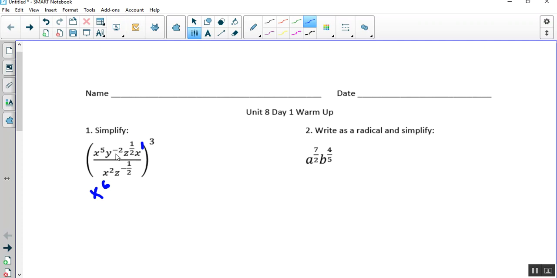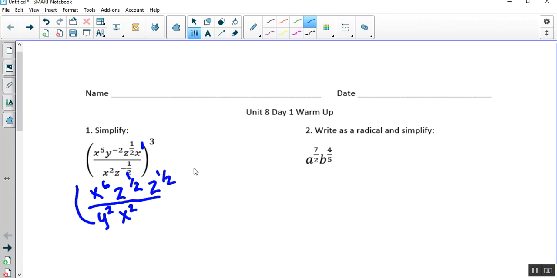Another exponent rule is that if you have a negative exponent, you can move that to the other part of the fraction and it can become a positive exponent. So I'll take care of that as well. So I still have z to the 1/2 on top. And I'm going to move the y to the -2 to the denominator and it becomes y squared. I have an x squared down there. And I had a z to the -1/2. I'll move that to the top and it'll become z to the 1/2.